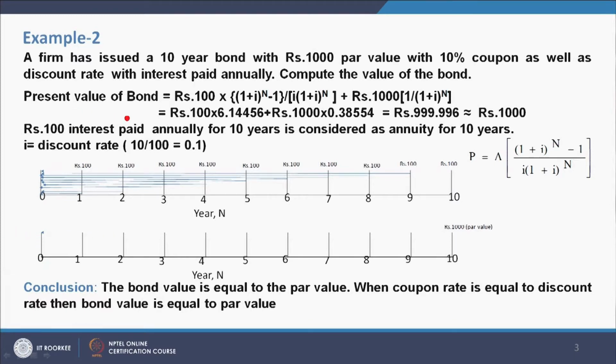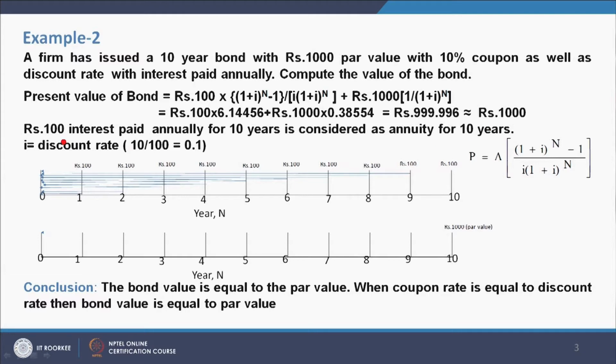So, here the present value is calculated in two groups. The first group shows the present value of the annuity, and the second group is related to the 1000 you will get at the end of the 10th year. When you put in the values, this becomes 100 into 6.14456 plus 1000 into 0.38554, which comes out to be rupees 999.996, which is almost equal to 1000.